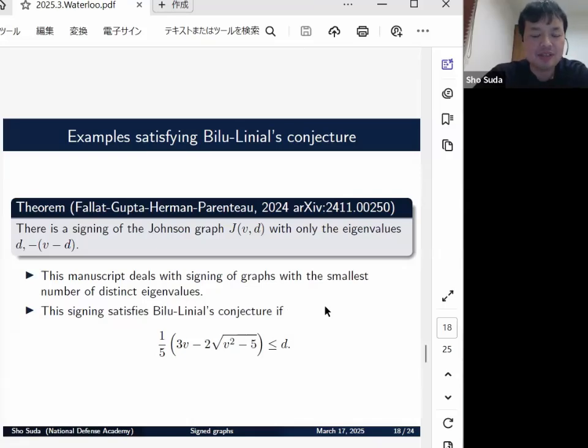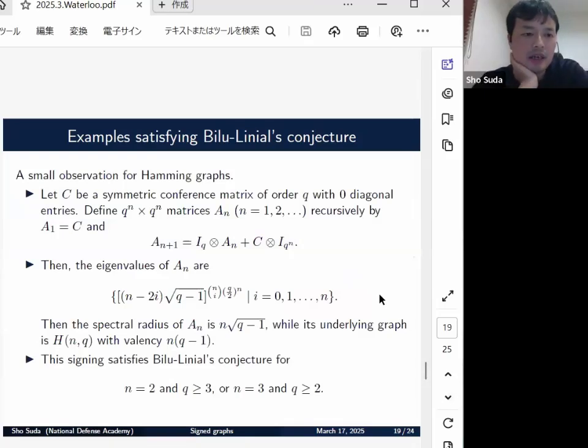Its signed adjacency matrix has only two eigenvalues, and the calculation shows that their signing satisfies the bilinear conjecture if d is at least this value, roughly v over 5. So we still don't know the small d case. We don't have signings of Johnson graphs satisfying the bilinear conjecture, so it would be really interesting to think about this case for Johnson graphs with small d.